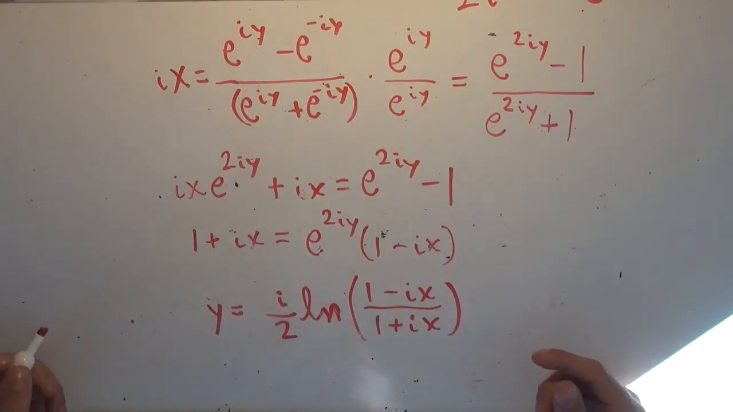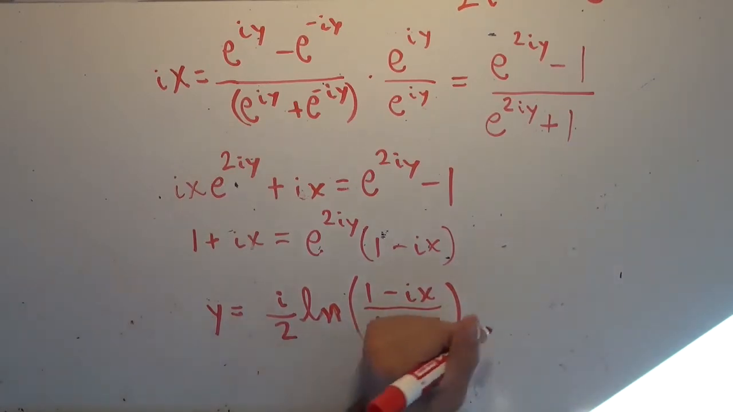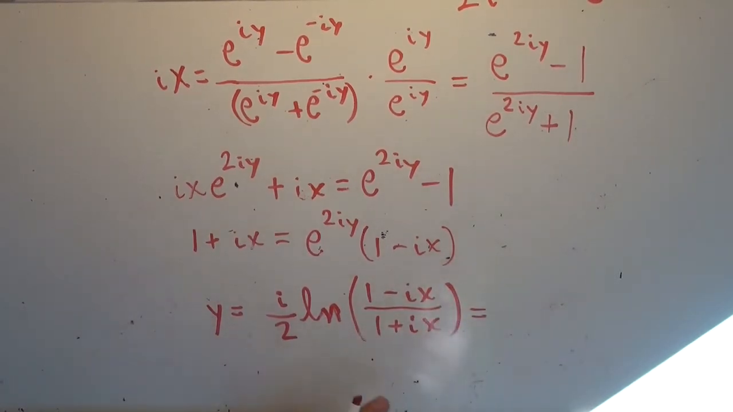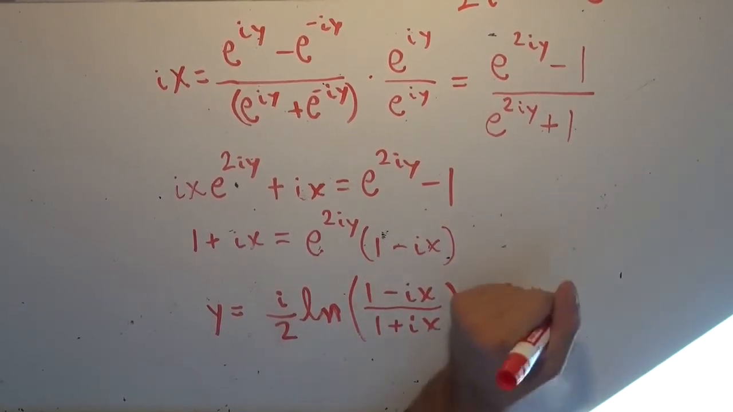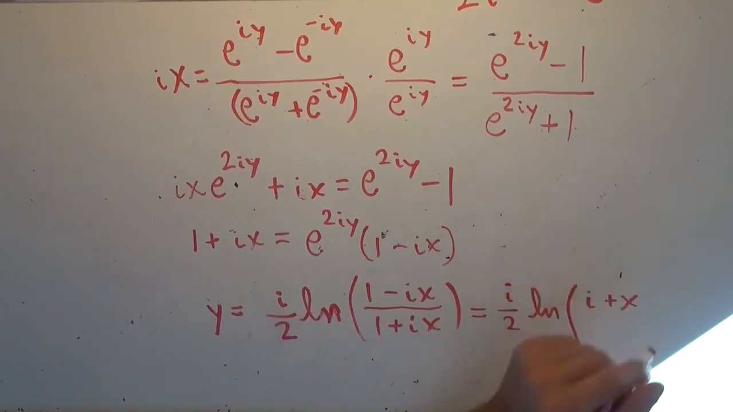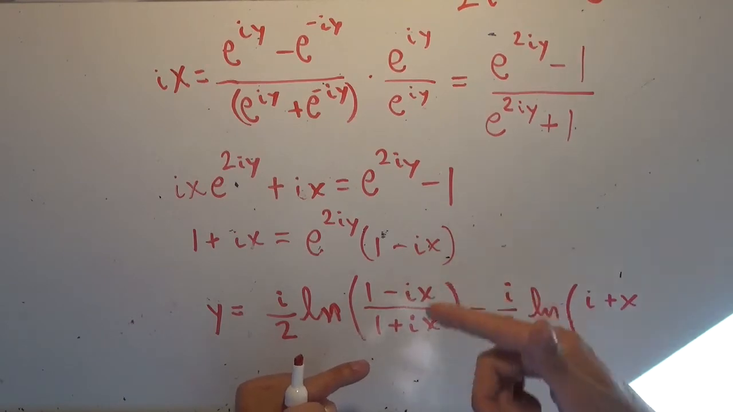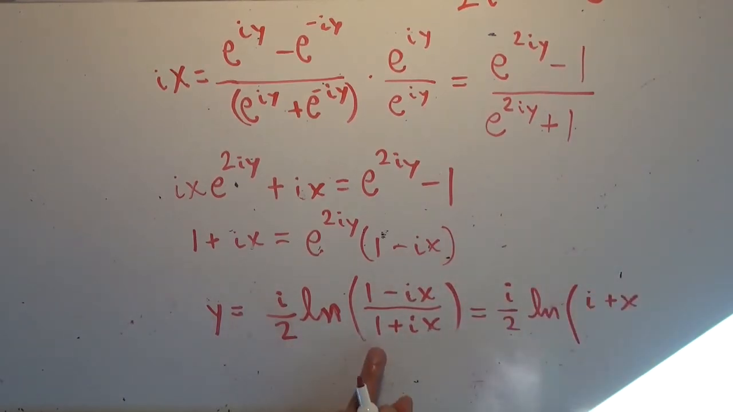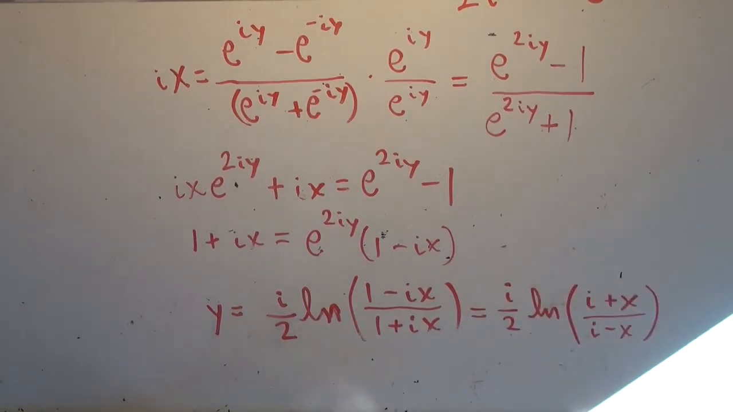This can theoretically be simplified even further by simply multiplying the top and bottom of the argument in the logarithm by i, and we get that it's equal to i over 2 times the natural logarithm of i plus x. Right, multiplying through by i we get i minus i squared x, which is minus negative x, which is plus x, divided by i minus x, right? Which I think is a nicer, even prettier way of writing it.